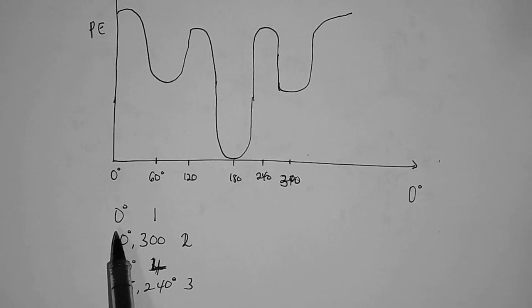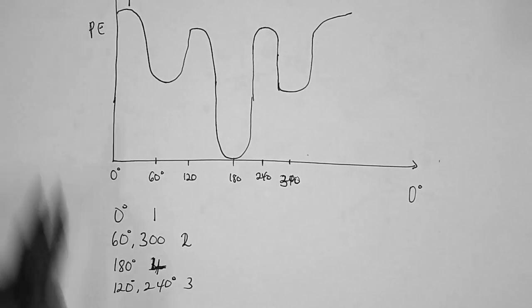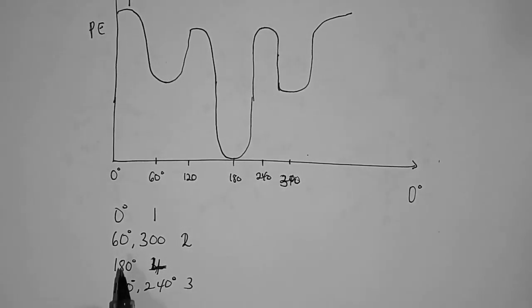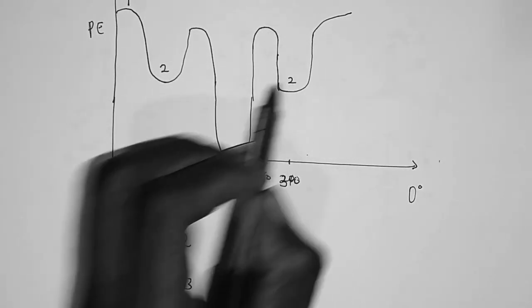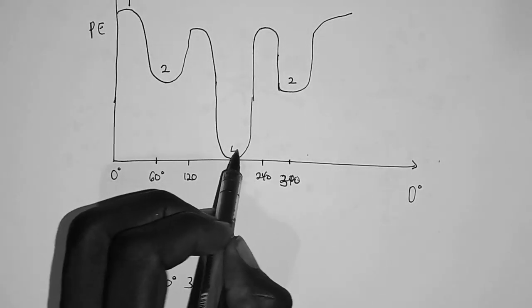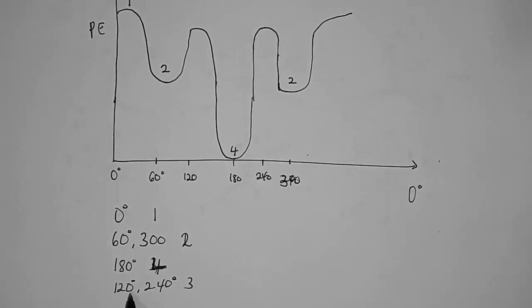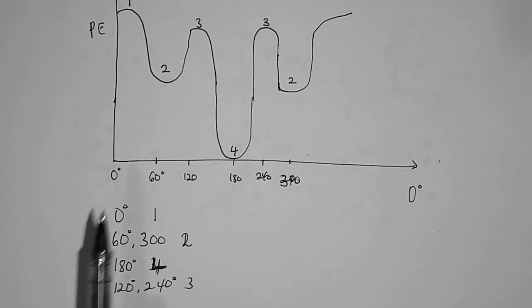This is how the energy profile diagram will look. The key is that 0 degrees is 1, so we have the first conformer here. Then 60 degrees is 2, and 300 degrees is also 2. The 180 degrees, the most stable conformer, is 4. Then 120 degrees and 240 degrees are also the same, so 120 degrees is 3 and 240 degrees is also 3. This is the energy profile diagram that shows the various conformers.